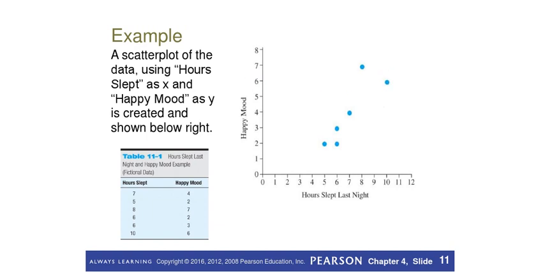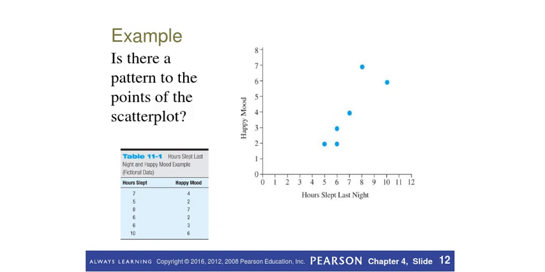And all we're doing is just plotting each one of these points. 8 hours gave this guy a 7, which was pretty good, I guess. I suppose if I got 8 hours a night, I might be a 7 too, depending on the day. So what could we tell about this data? Is there a pattern? Well, most definitely, right?